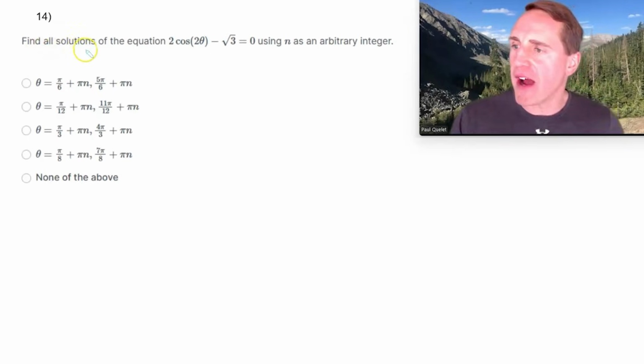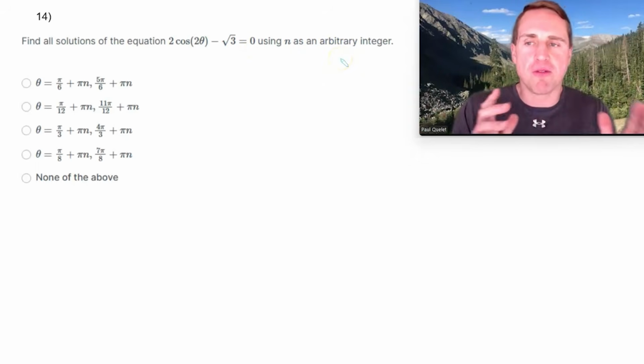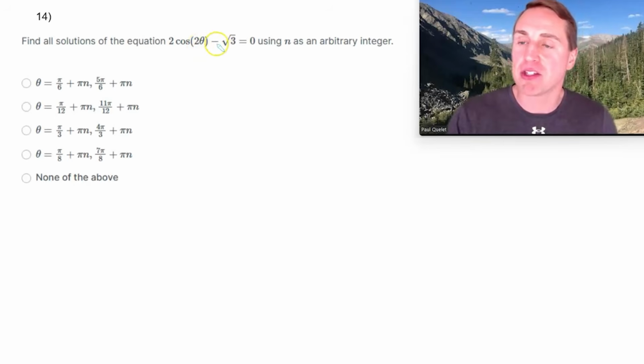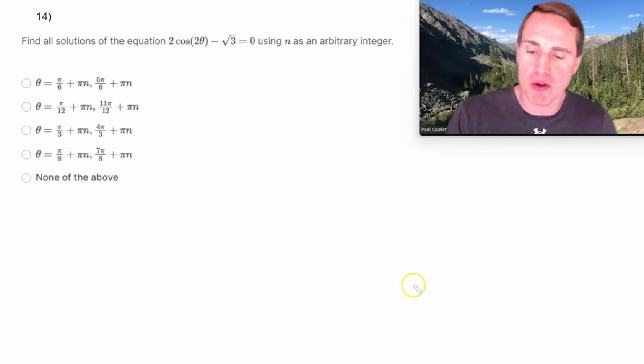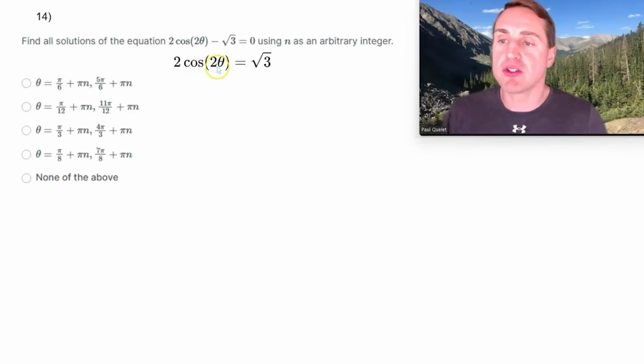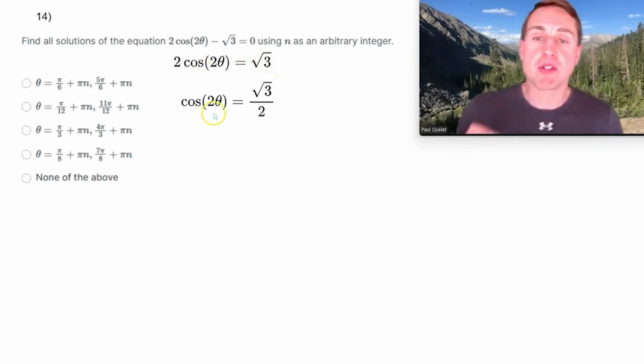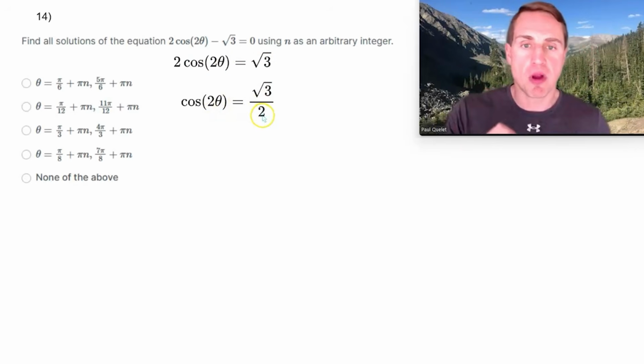For number 14, find all solutions of the equation 2 cosine 2 theta minus square root of 3 equal to 0 when n is any arbitrary integer. So we're going to solve this equation for theta. I think we need to isolate the cosine term first, then do inverse cosine, then make some arguments about theta. So let's first add the square root of 3 over. Okay, so we first have 2 cosine 2 theta equals square root of 3. Let's divide by 2. Okay, so we have cosine 2 theta equals square root of 3 over 2.